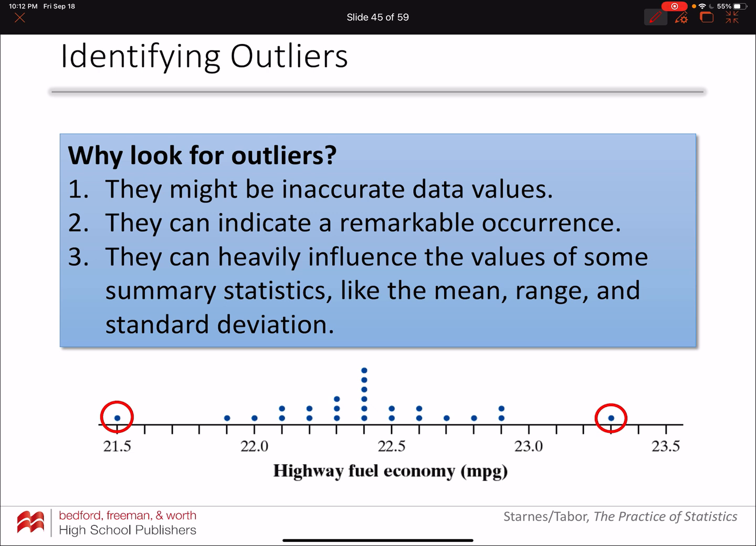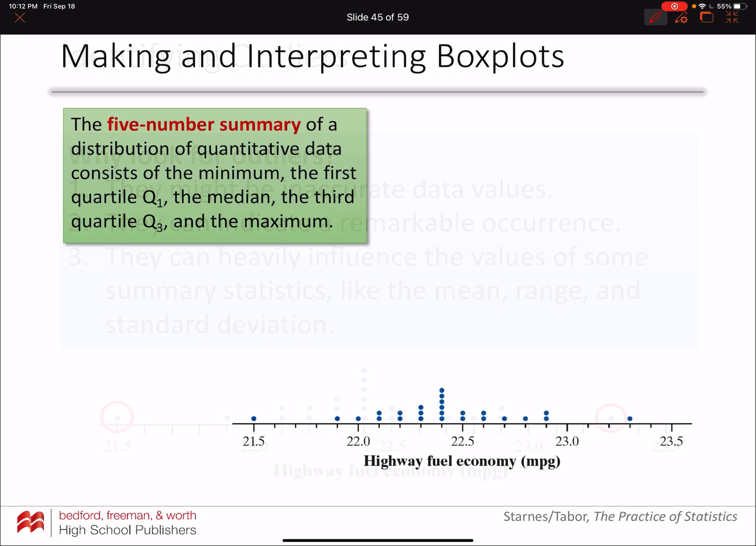And we have to be careful because we know that certain measures are very sensitive to outliers. They're not resistant. So you've got to watch out for outliers.